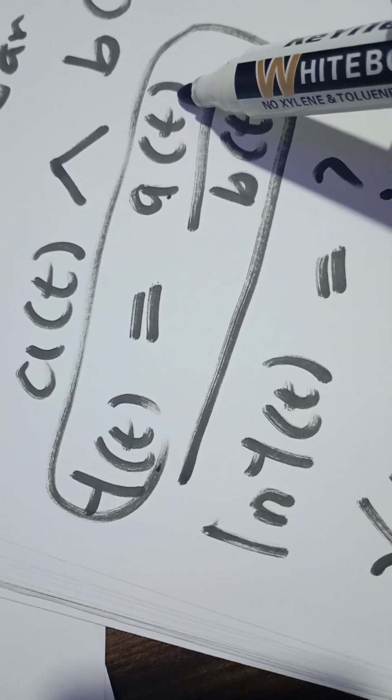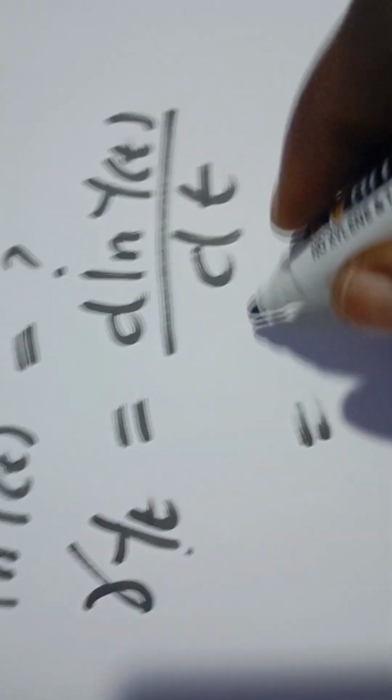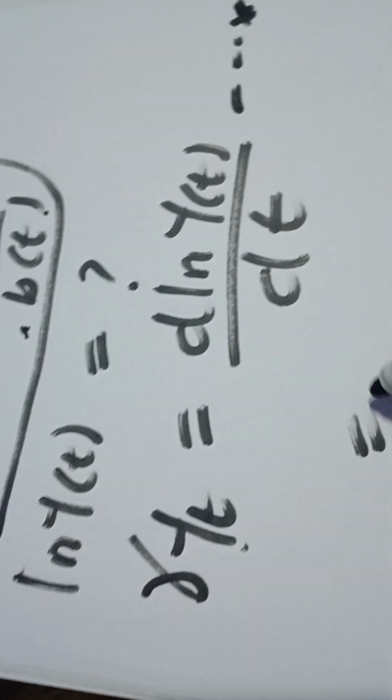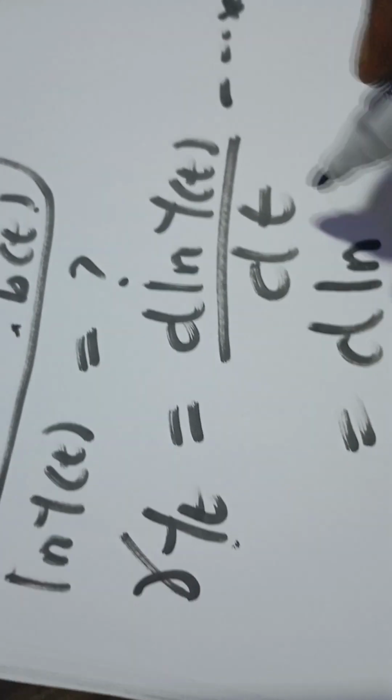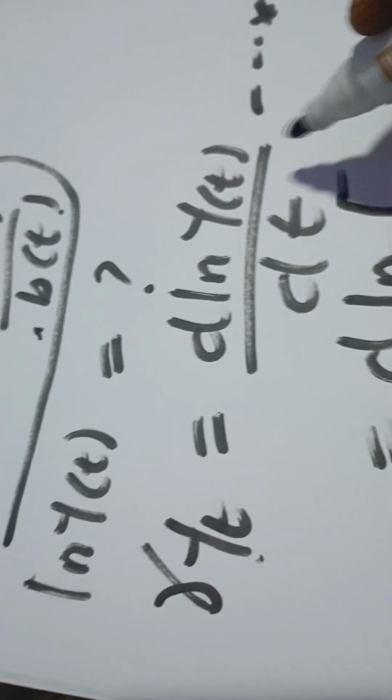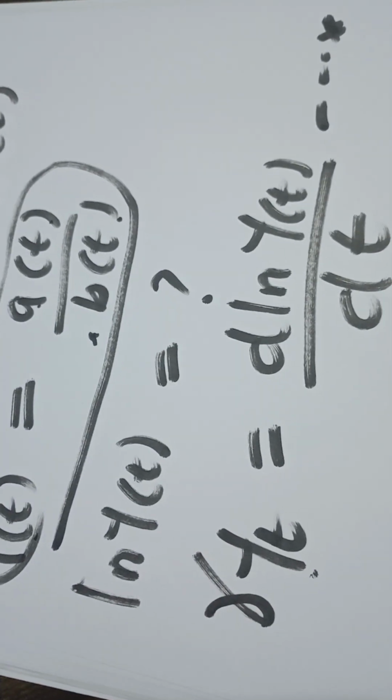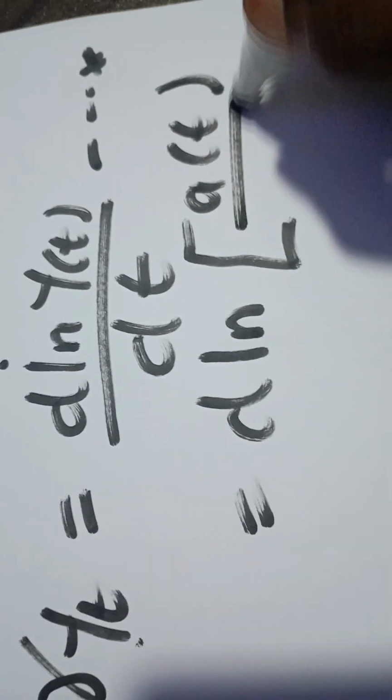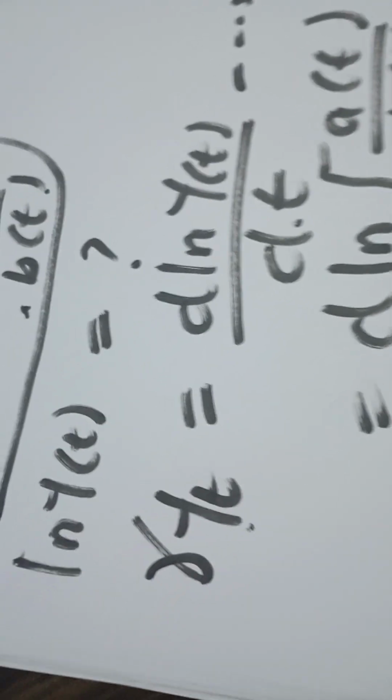Now we know from what we have done here, the equivalent value for y(t) is a at time t over b at time t. So substituting into this formula, we are going to have the derivative of ln, remove your y and replace it with its equivalent, that is a at time t over b at time t, all divided by t, that is the derivative of time.